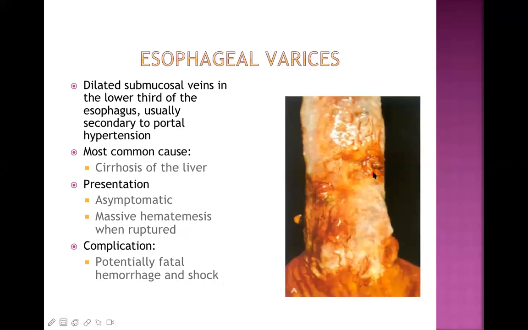We have to stop this bleeding anyhow if we want this patient to survive, and that can be done by endoscopy. This can be done by enough pressure applied here through balloon tamponade and endoscopy. So these are two main ways. Some other ways are also there, like ligation of these varices, and even sclerosing them by injecting some sclerosing substance.